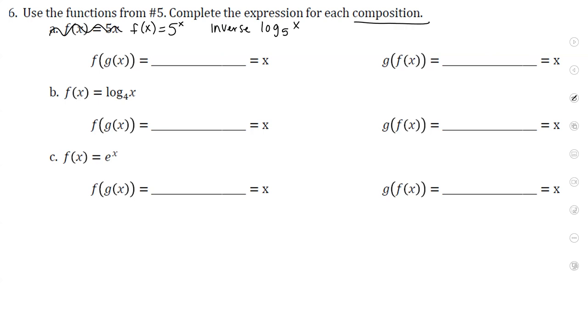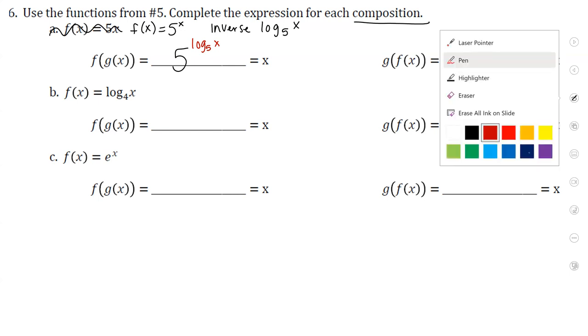Okay, so remember, composition means we're going to put one function inside of another to prove that they're inverses. So I'm going to put g inside of f. The way that will look is I'm going to go ahead and write f, but instead of putting an x there, I'm going to erase it and put g inside of there. So it will be log base 5 of x. And that's it. We're putting one inside of the other.